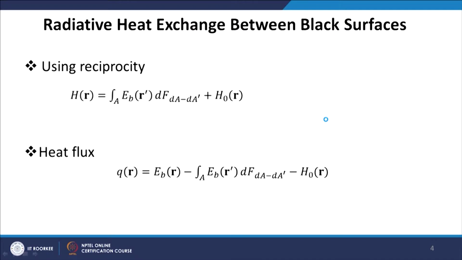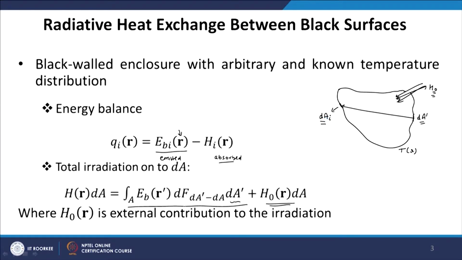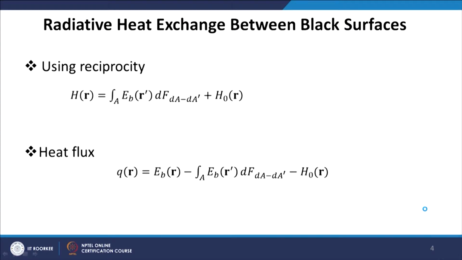Using the reciprocity theorem, we have the view factor dF between the small element area dA prime and dA, multiplied by dA prime. So we can write this as dF from dA prime to dA times dA prime is equal to dF from dA to dA prime times dA. So, using the reciprocity theorem, we have substituted here.